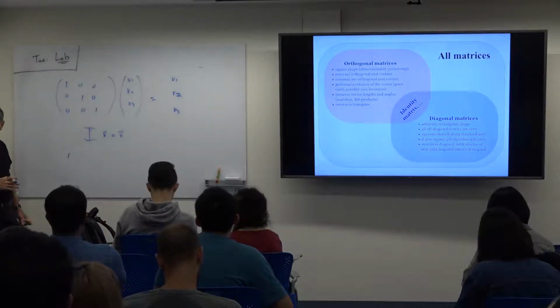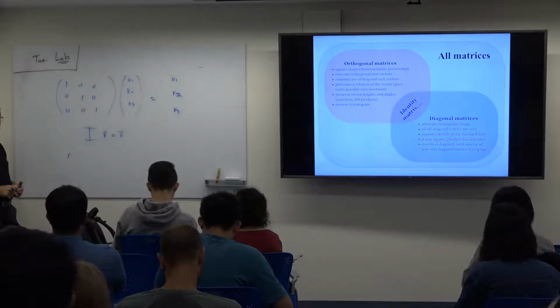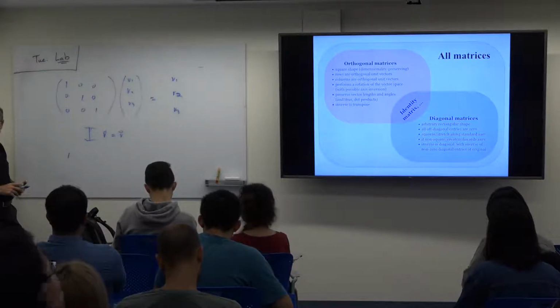Okay, so that's times vectors, and it acts like an identity. It doesn't change anything. Now let's do it in the world of 3 by 3 matrices.